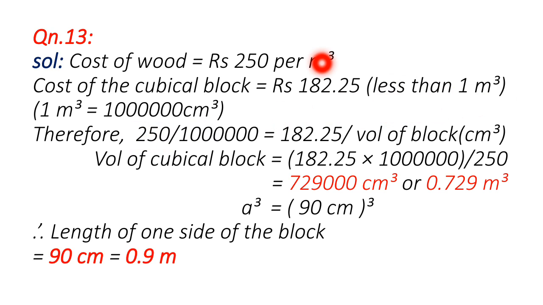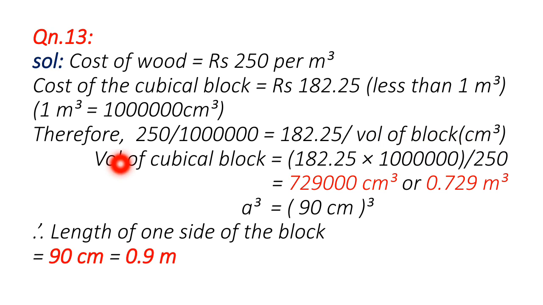And that's why we have converted this meter cube into centimeter cube. So here 1 meter cube can be taken as 10 to the power 6, that is 1 million centimeter cube. 6 zeros are there, correct. Therefore if we equate the cost, 250 for 10 to the power 6 centimeter cube, and we have paid 182.25 for a given volume of the block. So the volume of the block in centimeter cube we can calculate.